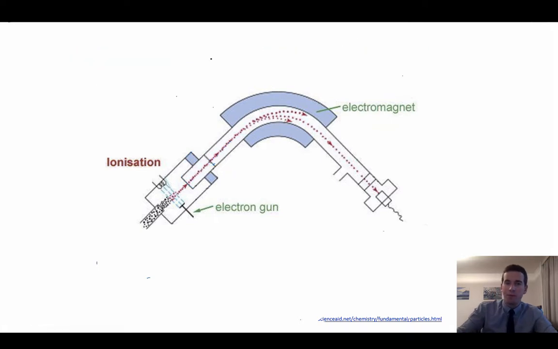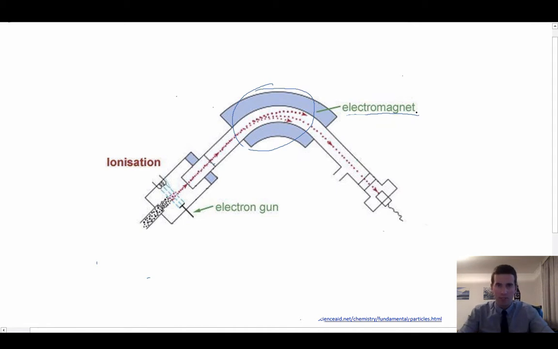Okay, so step number 3, which occurs at this part of the machine. As you can see, labelled here, we have a strong electromagnet. Now this magnet causes what is called deflection. So what happens here? Once they're accelerated into one beam, they are all moving at the same speed. They have the same amount of energy. But the different fragments will have different masses. So when you apply this magnetic field, they are affected by different amounts.